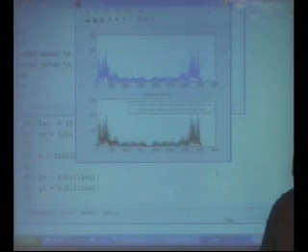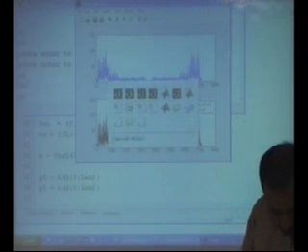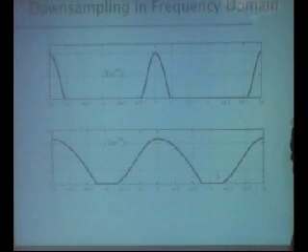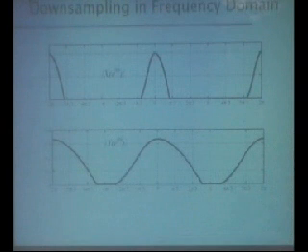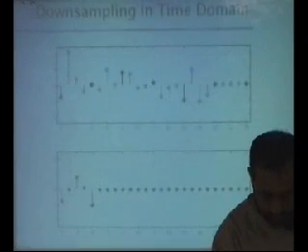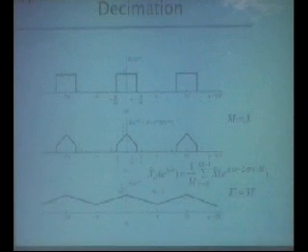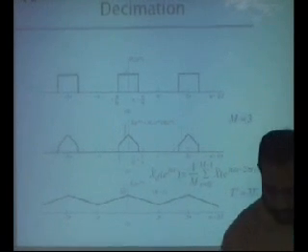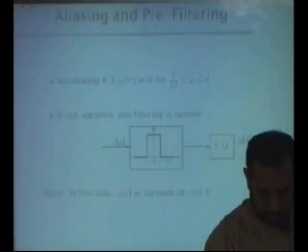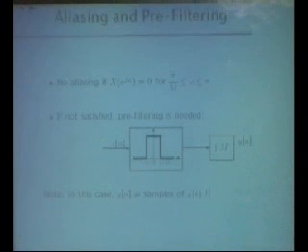So the point is that if we are doing this, it is always preferred to clean the spectrum, as shown in the previous slide. If you really want to do it, first clean the spectrum and then throw away samples, which is decimation. So these are the rules.